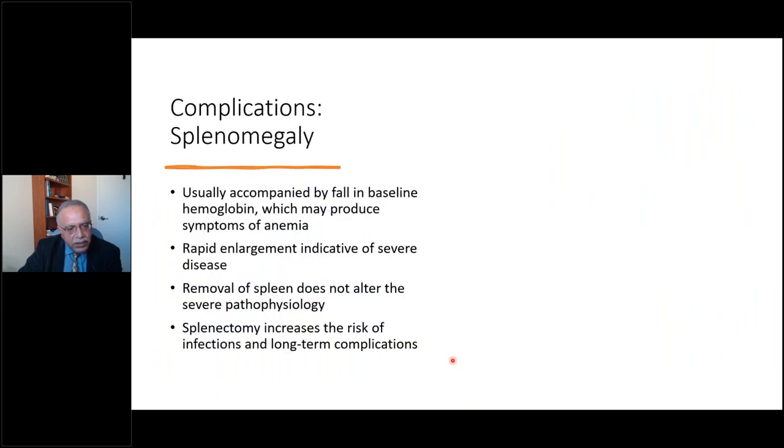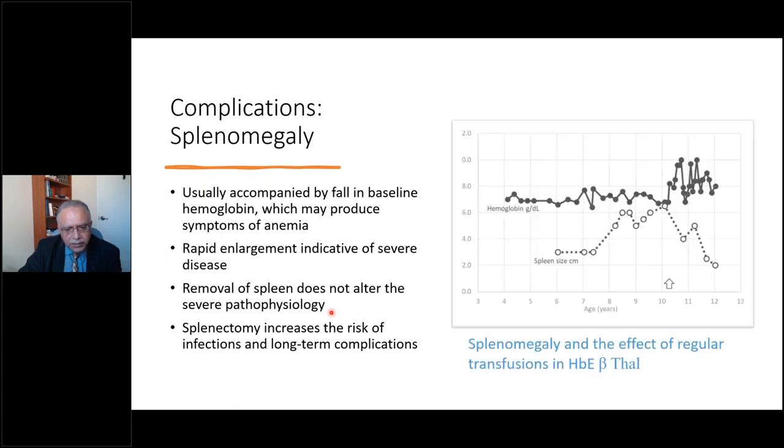The third complication is that of splenomegaly, which, as we know, if the spleen size increases, will worsen the baseline hemoglobin level, and the patients may become symptomatic because of that. We think that rapid enlargement of the spleen really indicates severe disease, and this underlying severe pathophysiology is not altered simply by removing the spleen. And if the spleen is removed, then many long-term complications are increased.